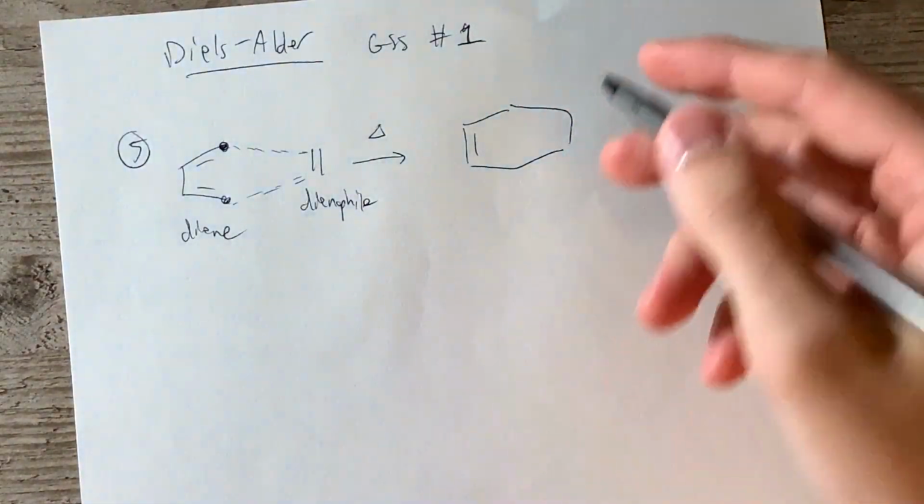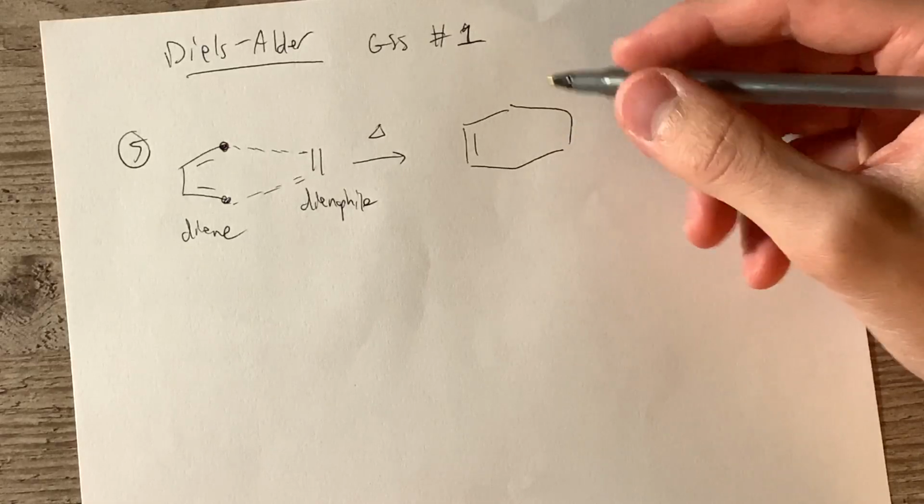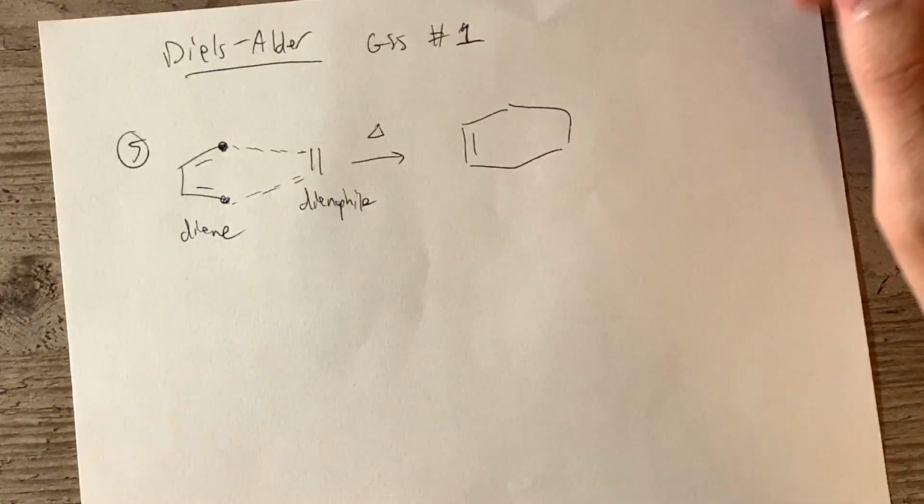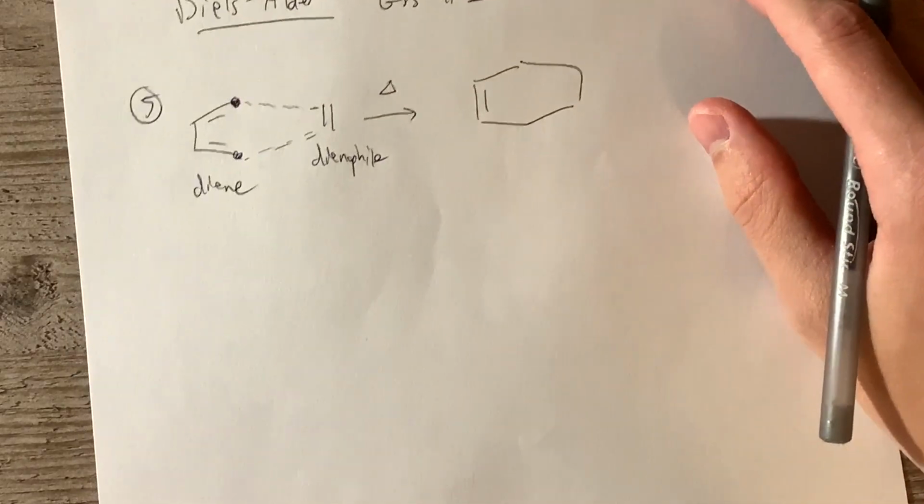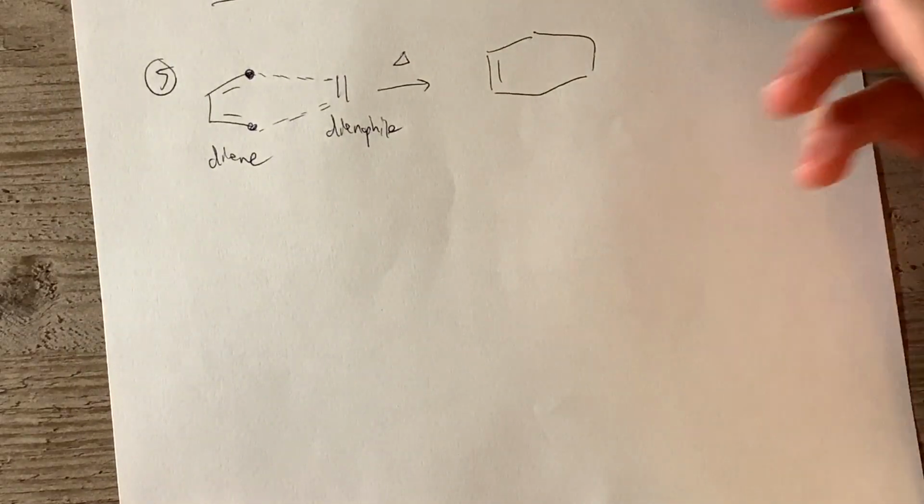So every Diels-Alder product will have this basic structure to it. So always draw that first. So let's look at number 5.